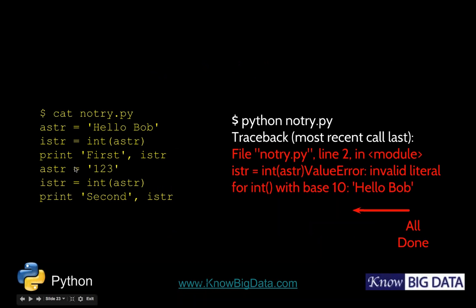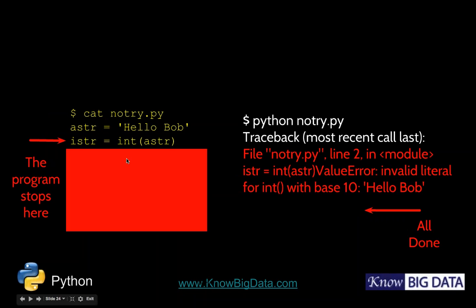So for example, let's take this case here. We have a string, hello Bob, and an integer. We are trying to convert this string into an integer, which of course will give an error. After converting it into an integer, what should we be doing with the value? That's what is mentioned here. Now in this case, since it will throw an exception here, nothing will get executed after this point. And that's where try catch comes into play. The program stops here.